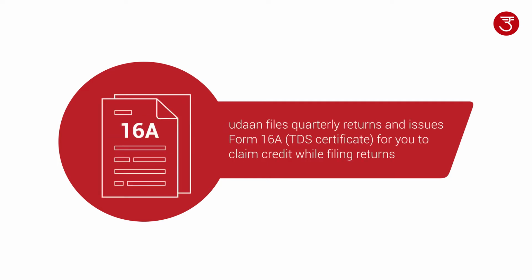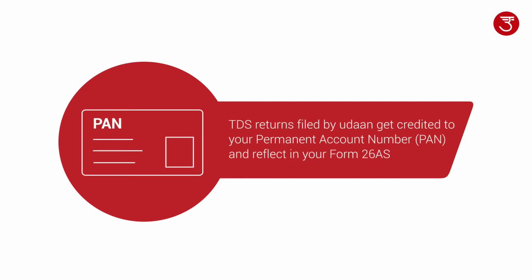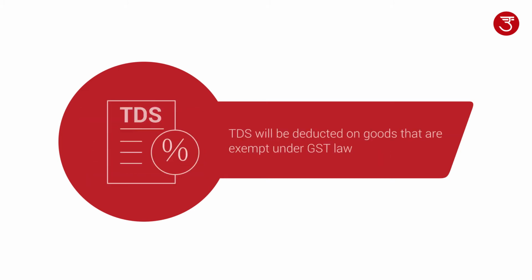Udaan will file quarterly TDS returns and issue Form 16A, TDS certificate, as proof of deduction for you to claim credit while filing income tax return. TDS returns filed by Udaan will be credited to your permanent account number or PAN and will reflect in your Form 26AS. TDS will also be deducted on goods that are exempt under GST law.